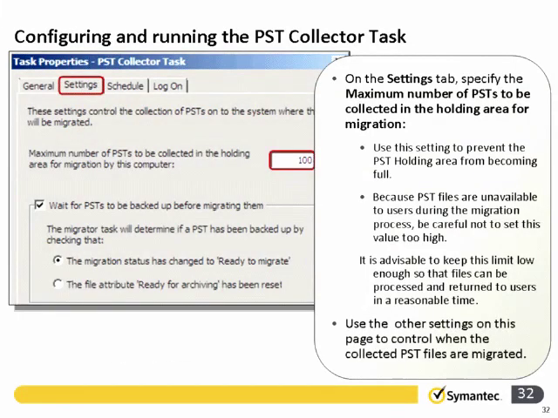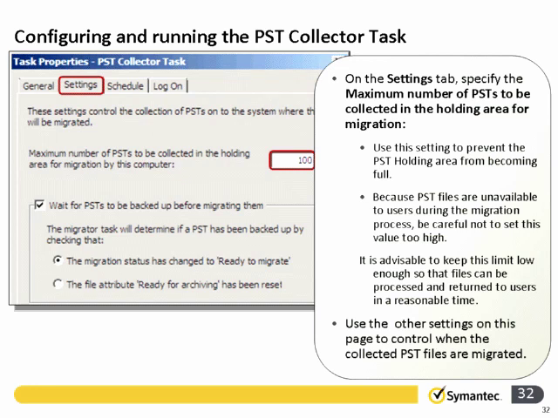How do we configure the Pst Collector Task? Again, through our Enterprise Vault Administration Console, we can open up the properties associated with the Pst Collector Task. We can go to the Settings tab, and the first thing we have an option of specifying is the maximum number of PSTs to be placed in the holding area for migration by the computer. And again, this is trying to control bandwidth for moving or copying those files from the original locations to wherever the Pst holding folder is, as well as trying not to fill up that Pst holding folder before the migrator service has the ability to move those files over to the Enterprise Vault server.